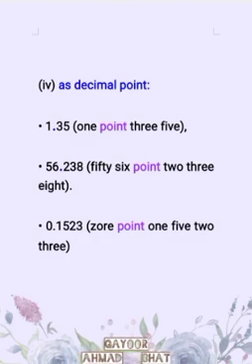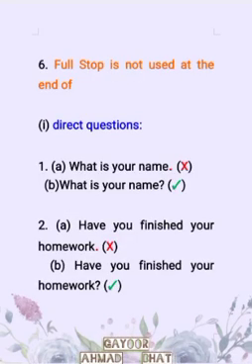Friends, remember that the part after the decimal point is not read as a number but as digits. So 1.35 is not pronounced as one point thirty-five. Remember, it is one point three five. Similarly, 56.238 read as fifty-six point two hundred thirty-eight is incorrect. The correct one is fifty-six point two three eight. And similarly, zero point one five two three. Friends, full stop is not used at the end of, number 1, direct questions.